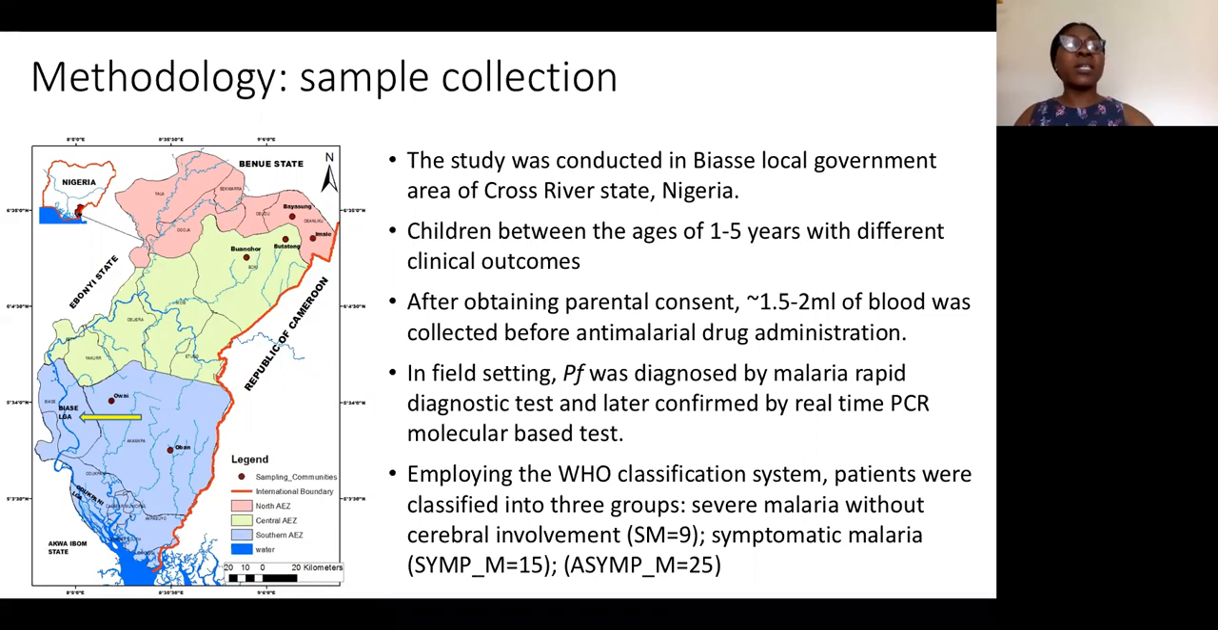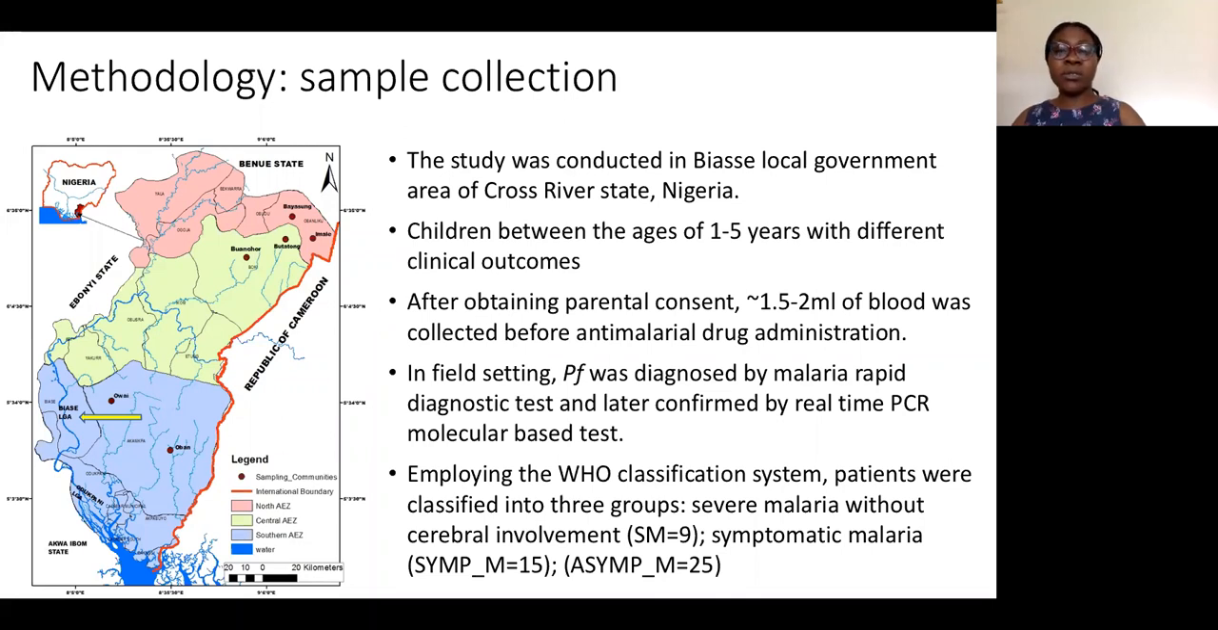So this study was conducted in that part of the country where you have malaria occurring all through the year, and particularly in Cross River State, Nigeria. We looked at children 1 to 5 years that have different clinical manifestations, whether they are asymptomatic, in the sense that they have malaria but do not produce any symptoms, and as such there was no real justification for visiting the hospital, but they have the parasite.